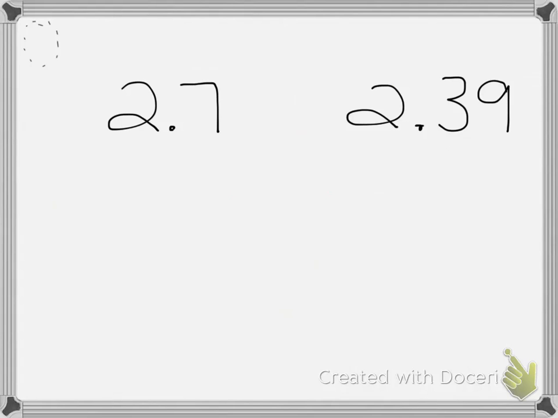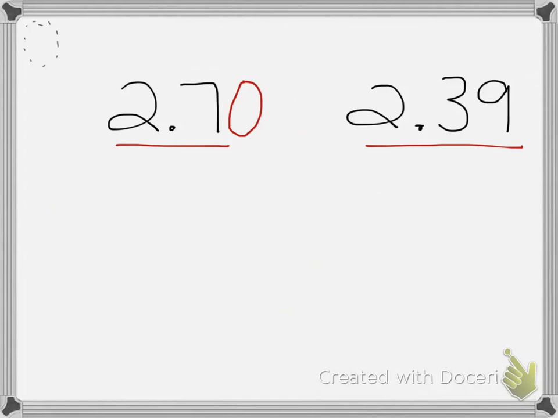Last tip that you can use when you're comparing decimals is to put an imaginary 0 in the hundredths place. So again, here we have a 2-digit number and a 3-digit number. So 2 and 7/10 is the same number as 2 and 70 hundredths.